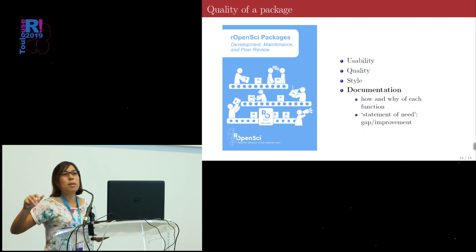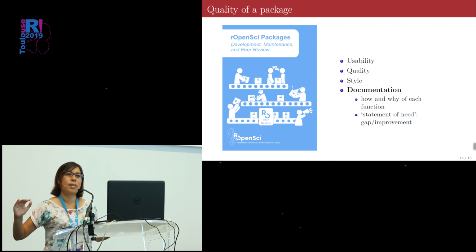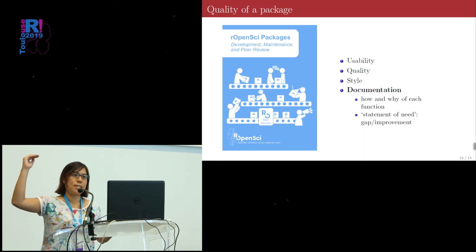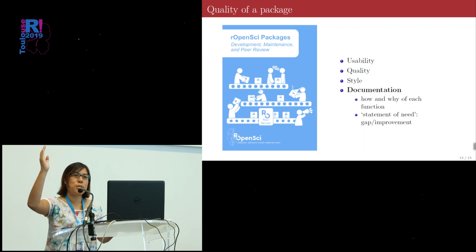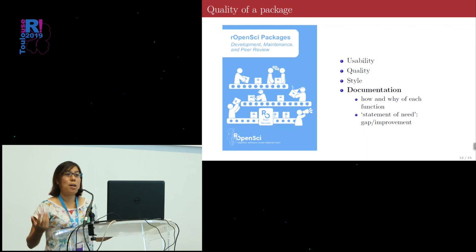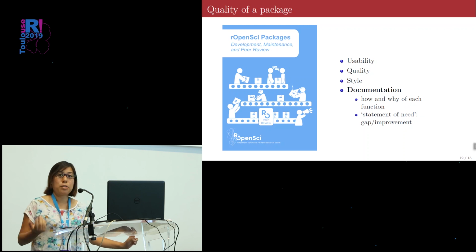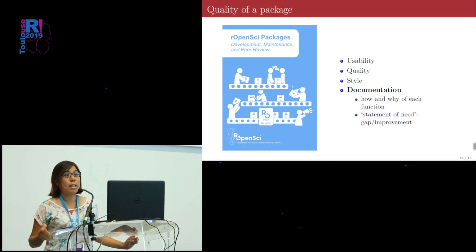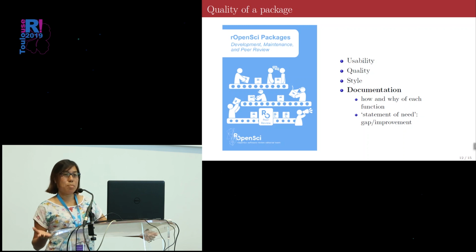I wanted to talk about that too, because I think that it is very important not only to have documentation on what each function does, the arguments that we have to use and the outputs, but also on how the functions work, what is behind them, and why they are important. And rOpenSci also mentions a statement of need, which is basically thinking about whether the package is filling a gap, or if the package is already doing something that exists, how it is improving it.